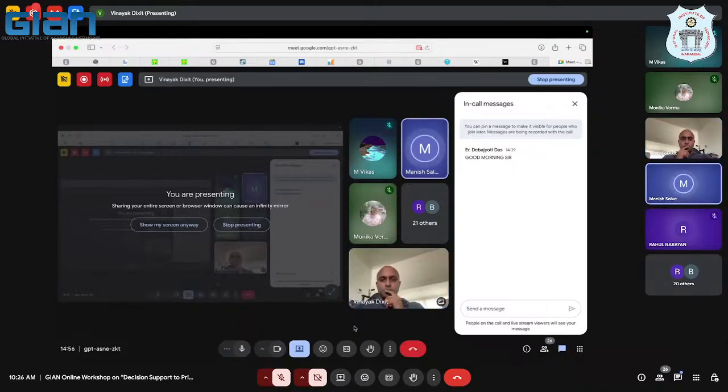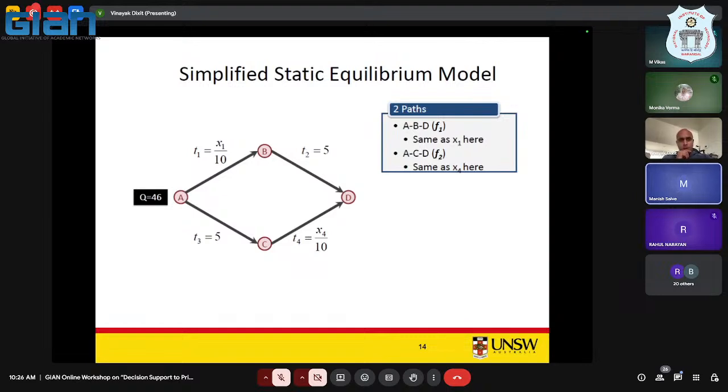Can we find some in a linear equation format? Yeah, you can write that as a linear equation. x1 by 10 should be equal to 5 plus x4 by 10, and x1 plus x4 should be equal to 46, correct? The first equation tells me that x1 should be equal to x4, so 2x1 is equal to 46. So x1 is equal to 23 and x4 is equal to 23. Right? Yes, sir.